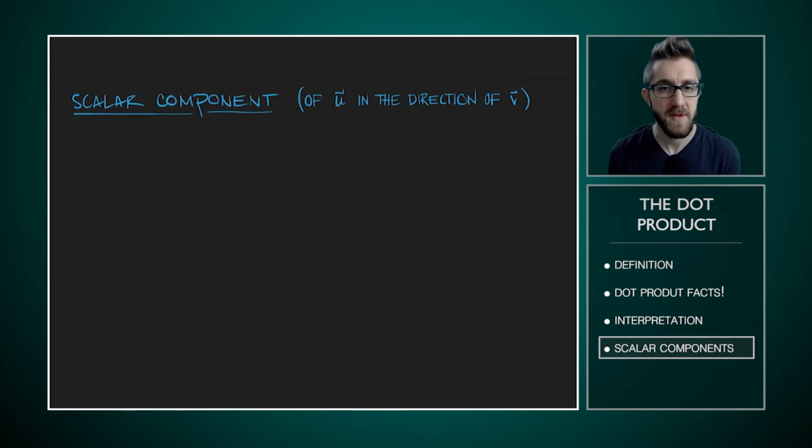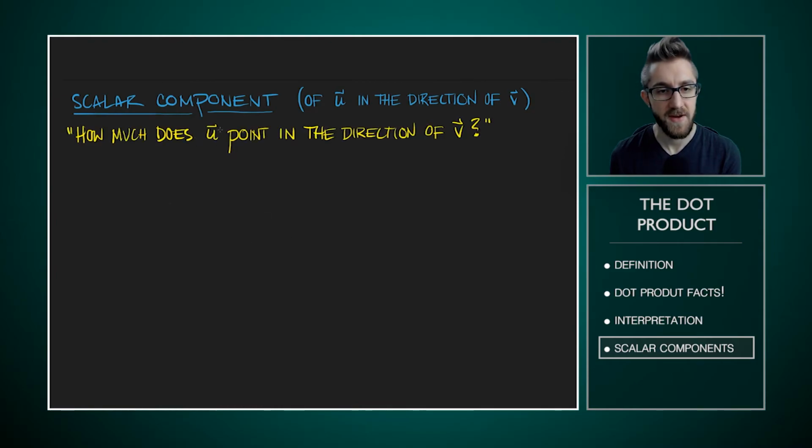And I want to mention it here because it comes up just every once in a while when we're doing vector geometry. So the scalar component of one vector in the direction of another answers the following question: how much does the first vector, u, point in the direction of the second vector, v? Now, this is very similar to the interpretation of the dot product that I wrote down earlier, except it is sort of asymmetric. It's asking how much does one vector point in the direction of the other.